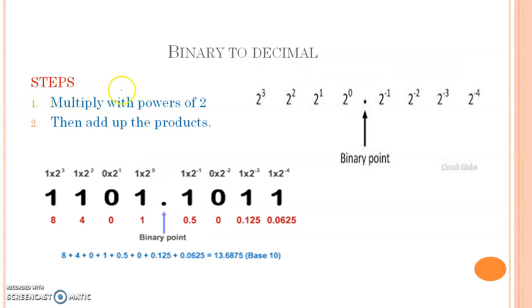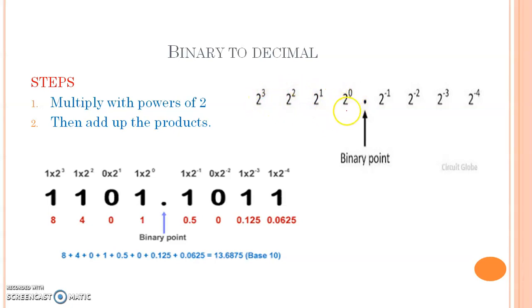So binary to decimal, the steps as we have told earlier: you have to multiply with powers of 2. Why? Because the base is 2 for binary. And then you have to add up the products. So we know that these are the weight positions for binary number system. Towards the left from the binary point, the powers are in increasing order: 2 raised to 0, 2 raised to 1, 2 raised to 2, 2 raised to 3.